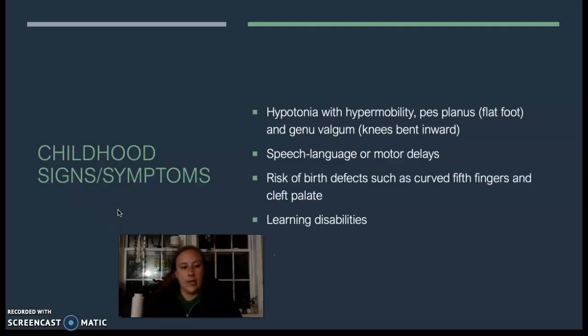So the childhood signs and symptoms are a little bit different than those that I previously talked about. Those are more commonly associated with adolescence and early adulthood and adulthood. So for children with Klinefelters, they'll often present with hypotonia with hypermobility, flat feet, and their knees will be bent inward. They will have speech, language, or motor delays, and they're at a higher risk of development of birth defects such as curved fifth fingers and cleft palates, and also they may suffer from learning disabilities.